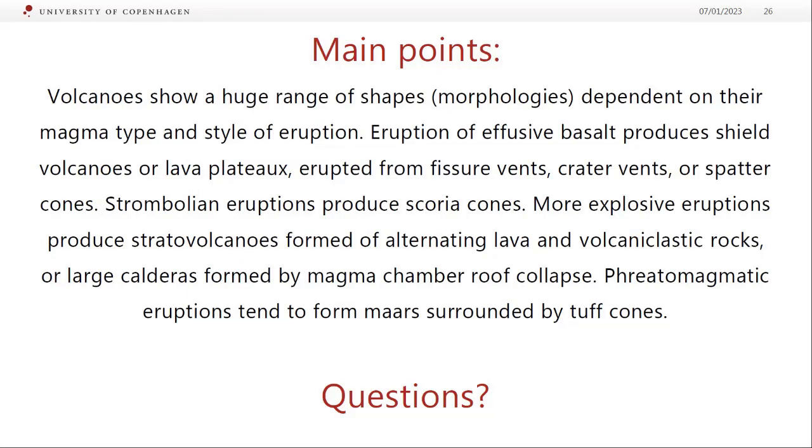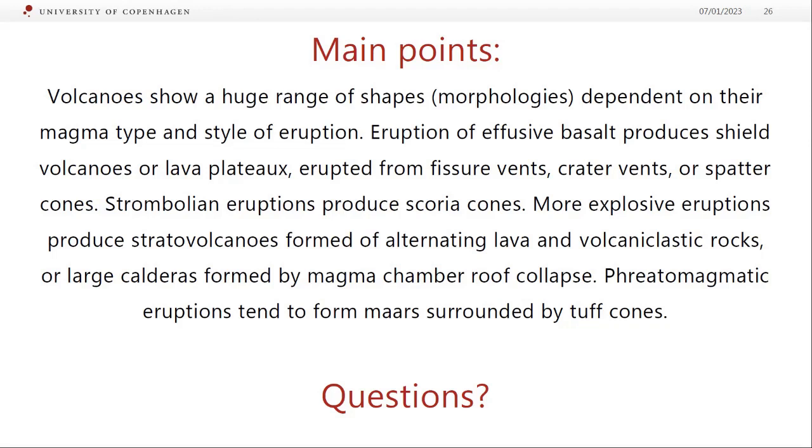Okay, so we get a huge range of volcano morphologies depending on the magma type and style of eruption. Effusive basalts will give us shield volcanoes or lava plateaus, basically depending on whether we're an ocean island or a continental flood basalt. And they erupt either from fissure vents, crater vents, or spatter cones. Strombolian eruptions produce scoria cones, we've covered that already. And more explosive eruptions produce stratovolcanoes or composite volcanoes formed of this alternating lava and volcaniclastic rocks.